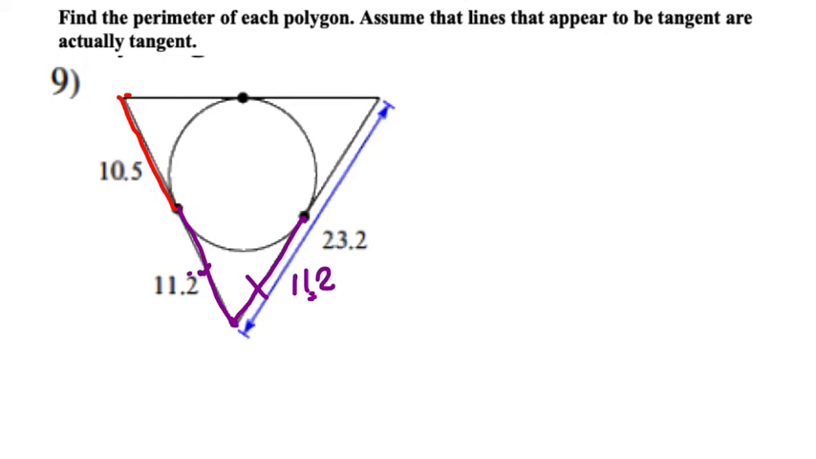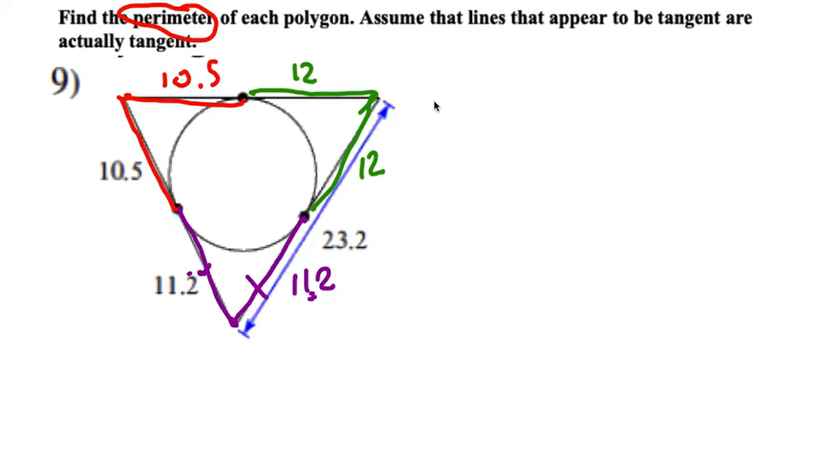12. That means that this length right here, let's go with green, we've already used red, this length right here has got to be 12, because 12 plus 11.2 is 23.2. But that means that this length has got to be 12 also. Wait, and you probably see it. Here's yet another common tangent from a common point, which means that this is 10.5, this is 10.5. So what does this mean? They want you to find the perimeter. So we're not done yet.